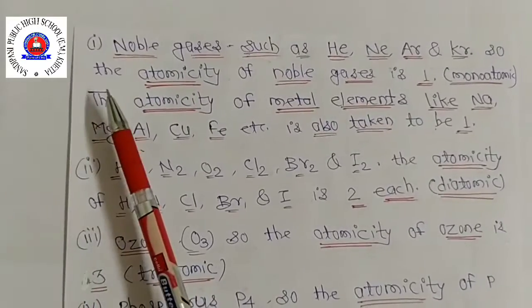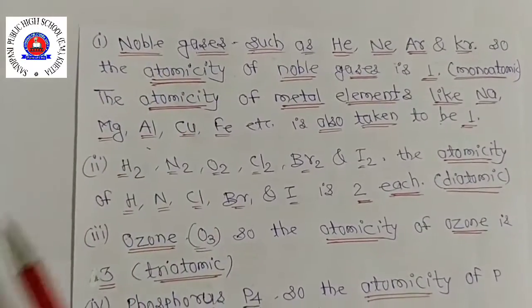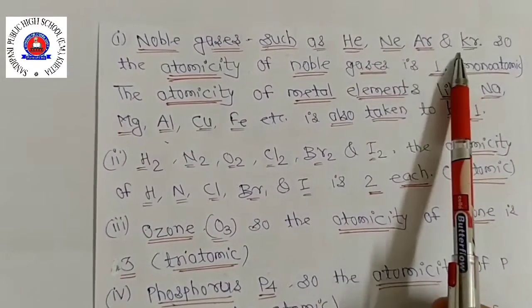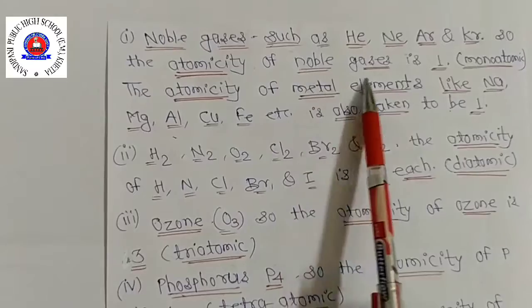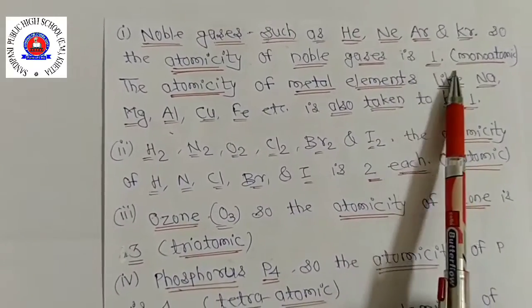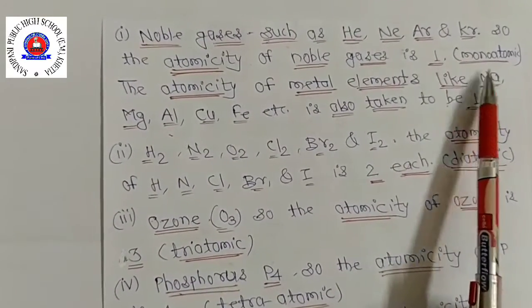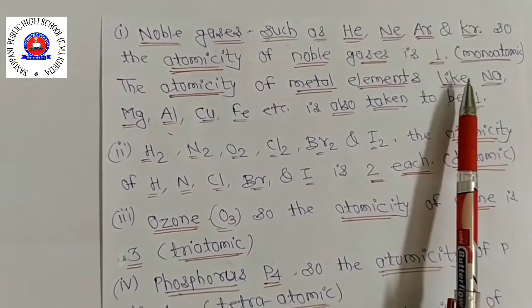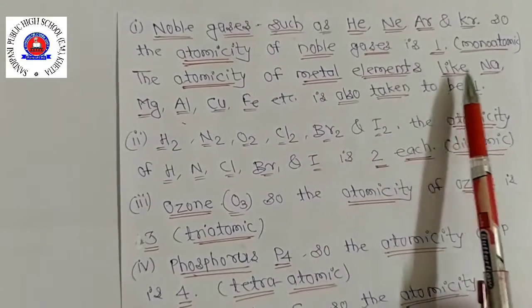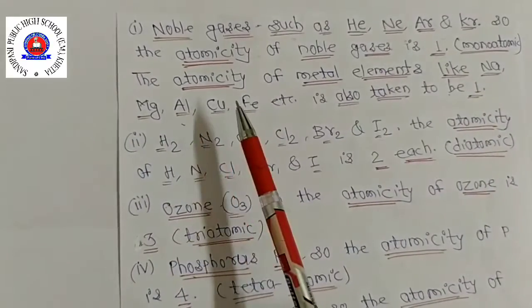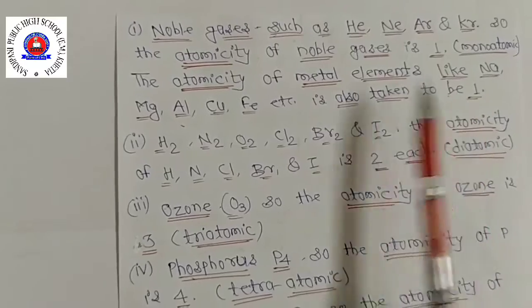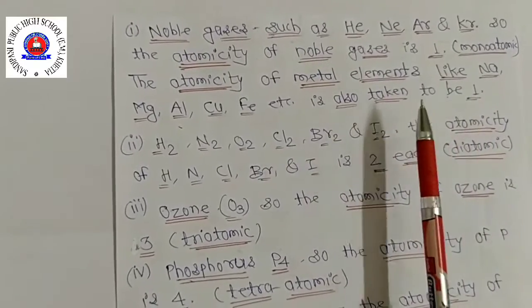So atomicity of some common elements. First, noble gases such as helium, neon, argon and krypton. So the atomicity of noble gases is 1. Okay, 1 means monoatomic. Noble gases are said to be monoatomic because they have one atom per molecule. The atomicity of metal elements like sodium, magnesium, aluminium, copper, iron, etc. is also taken to be 1. Thus, metals are considered to be monoatomic.